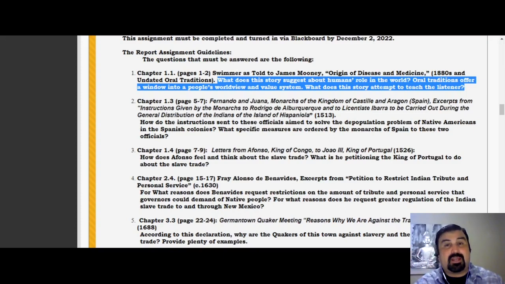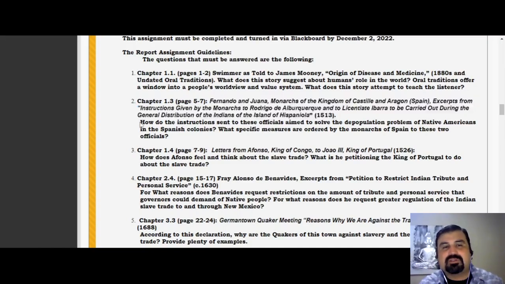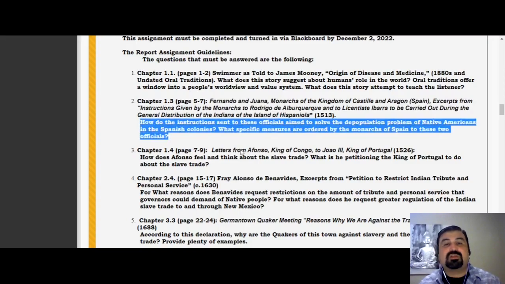Try to follow the question and answer format. In other words, identify the title of the document on top of the page and then go about writing the question and then the answer. Then when you move to the second document, write the title on top, Fernando and Juana, monarchs of the kingdom of Castile and Aragon, and so on. And then write the questions and then the answers. And the answers for those questions must be another page. You go one by one. So at the end of the report, you'll end up with a 10-page double-space report.